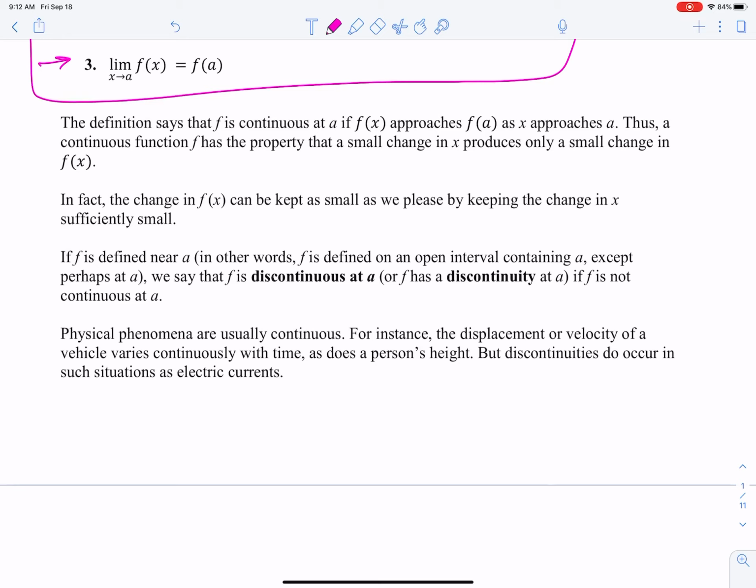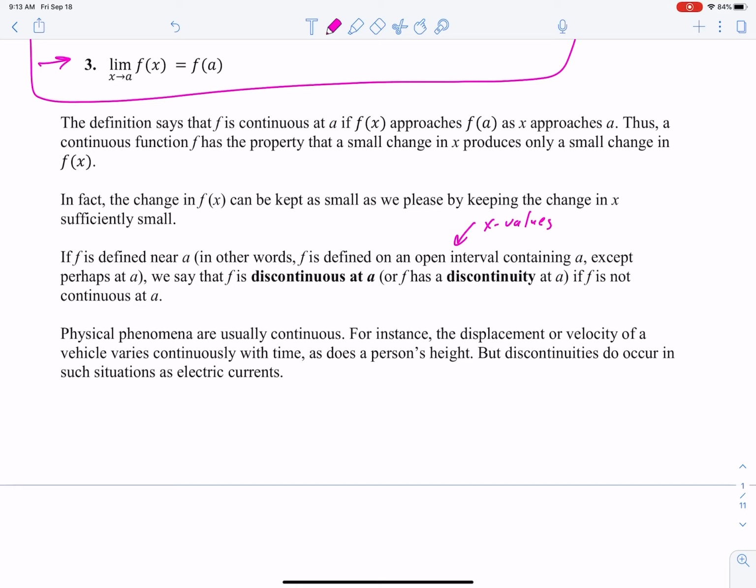If f is defined near a, in other words, f is defined on an open interval containing a, so these open intervals, make sure we know again, we're talking about x values. Okay, that interval they're talking about here is an x interval, containing a except perhaps at a, that's that limit definition again. We say that f is discontinuous at a, or has a discontinuity at a, if f is not continuous at a. So that's a pretty easy definition. If it's not continuous, it's discontinuous.